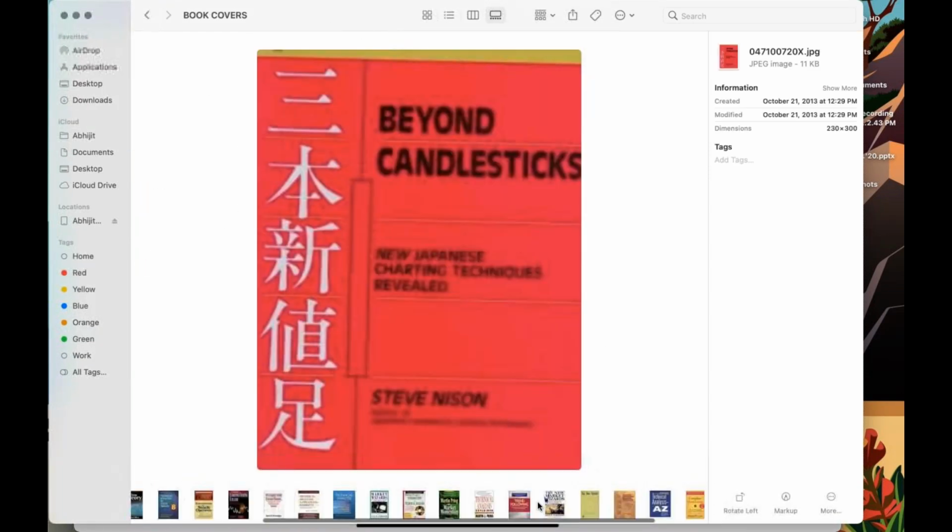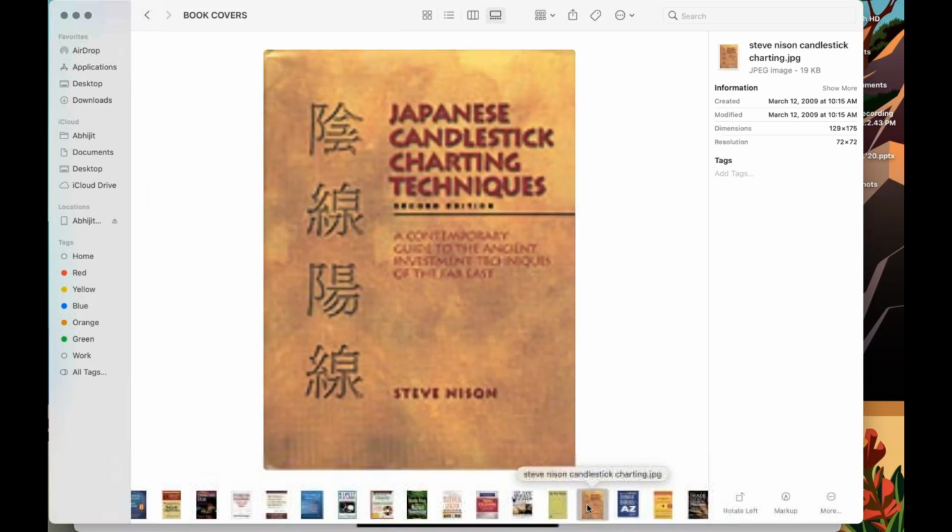This happened with Steve Nison's book. The first one which he wrote was Japanese Candlestick Charting Techniques. Sorry, it's a little blurry. I'll manage a cleaner book cover next time. Steve Nison is the name of the author.